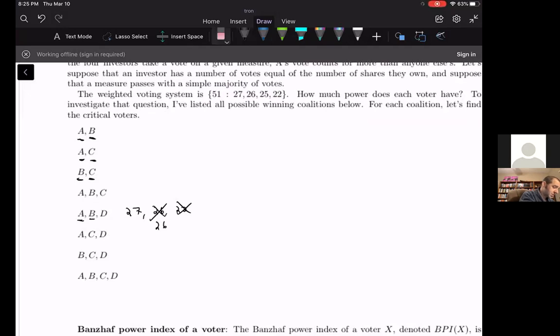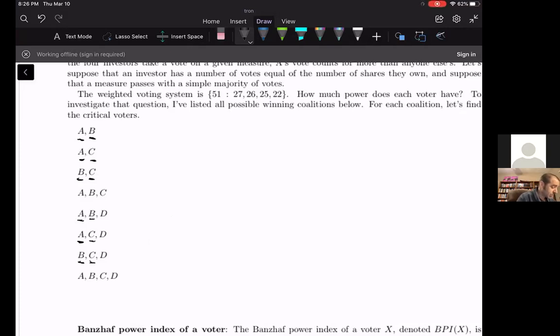In the next coalition, ACD, so 27, 25, 22. If you take A out of there, it's no longer winning. If you take C out of there, a combined weight of 49 is not winning. But if you take D out of there, it doesn't matter. So D, again, is not individually necessary. Lastly, in this coalition here, B is necessary, C is critical, but D is not again.